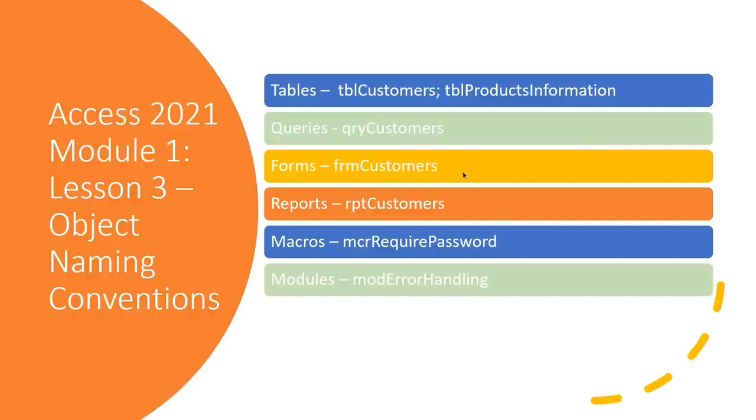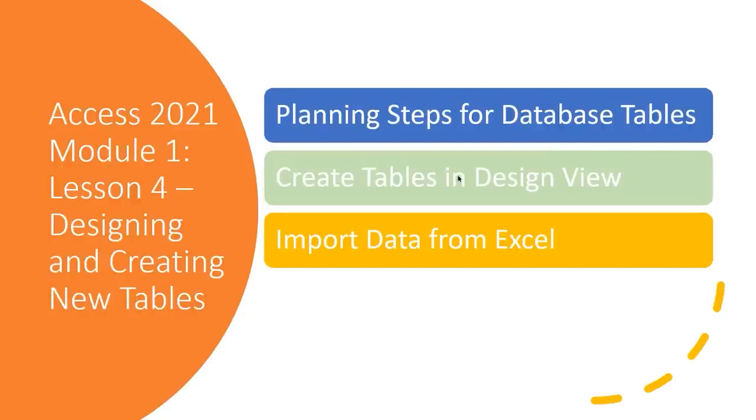I'm also going to review now what we're going to cover in lesson 4, and then we're going to go back to Access and get started on this. So once we create our database, we're going to start designing and creating new tables. So there are planning steps for database tables, and we're going to create tables in Design view. And in terms of populating tables, we can do manual data entry, and we can also import data from Excel.